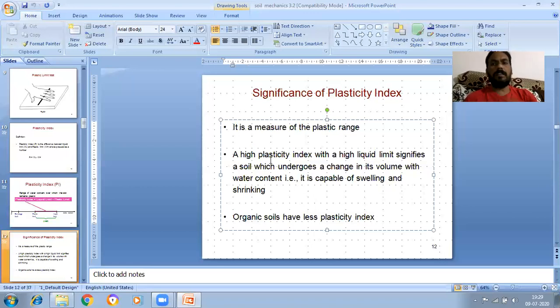Again, I am repeating the statement. A high plasticity index with a high liquid limit signifies a soil which undergoes a change in its volume with water content. That is, it is capable of swelling and shrinking. Next, third point. Organic soils have less plasticity index.